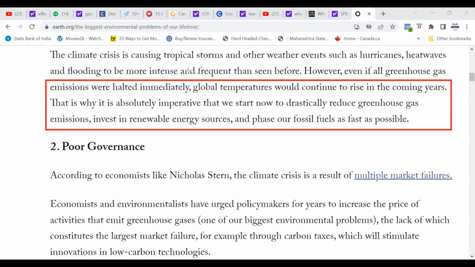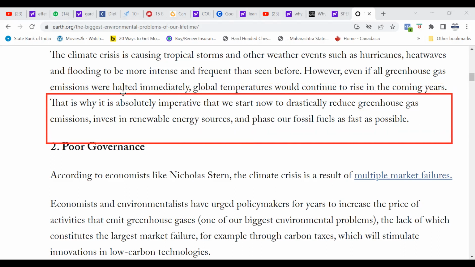Poor governance. Okay, that is why it is absolutely imperative. Please note this word, imperative. Imperative means important, necessary. The same thoughts, just in different words, can give a flair to your talk or to your writing.